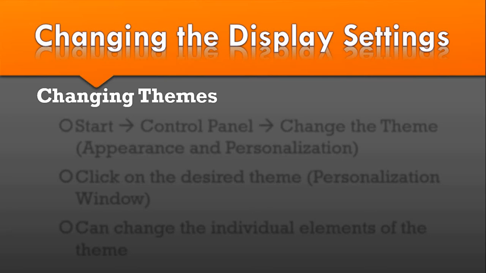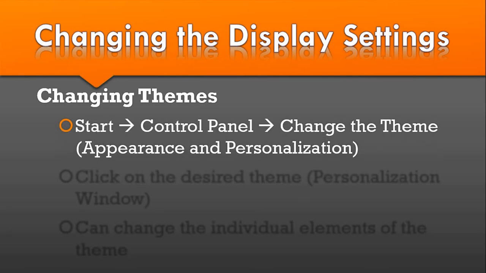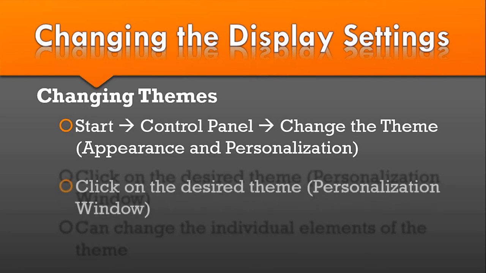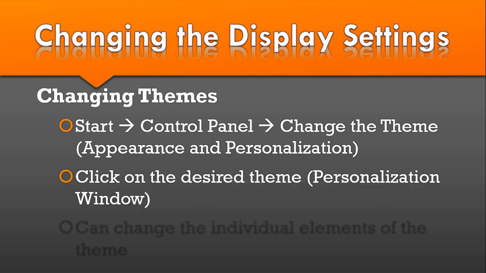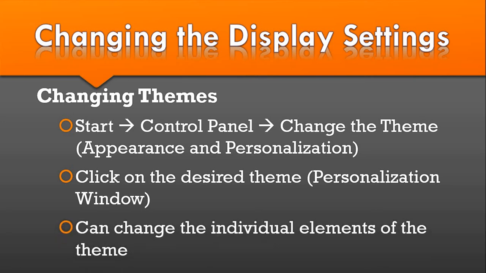To apply themes, first click on the Start button and then select Control Panel option from the right pane. In the Control Panel window, click on the Change the Theme link under the Appearance and Personalization section. It will open the Personalization window. Here you need to click on the desired theme that you want to change. When you click on the theme, it will be applied to your computer. We can also change the individual elements of the theme like desktop background, screensaver and window color.